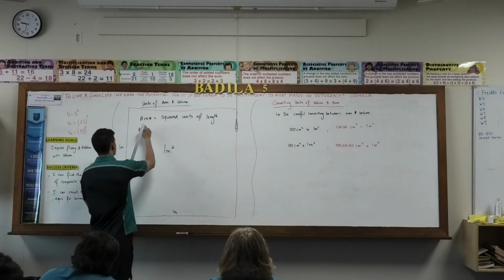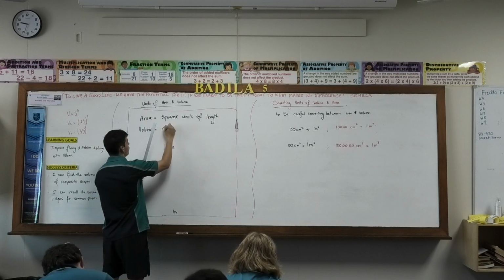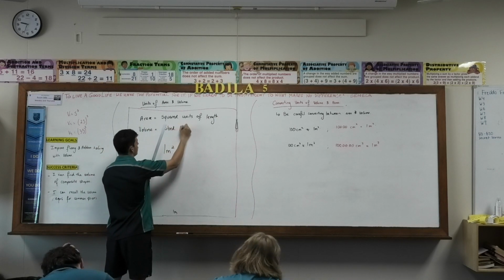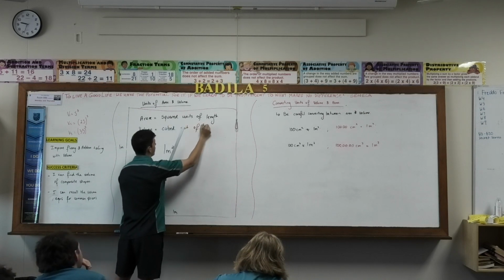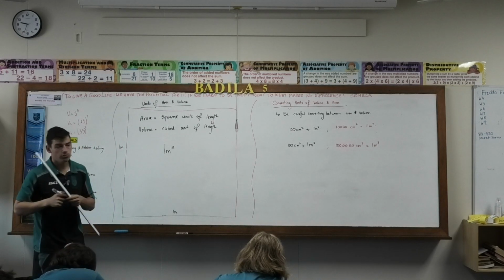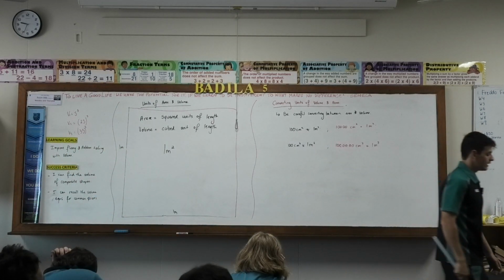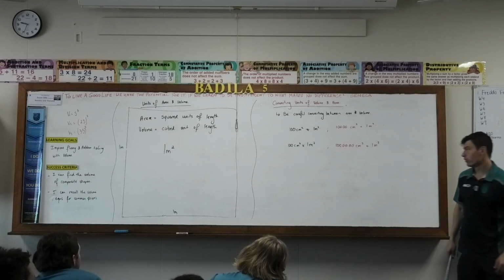So volume equals a cubed unit of length. So anytime you see a length cubed, you know it's a volume. Anytime you see a length squared, you know it is an area.